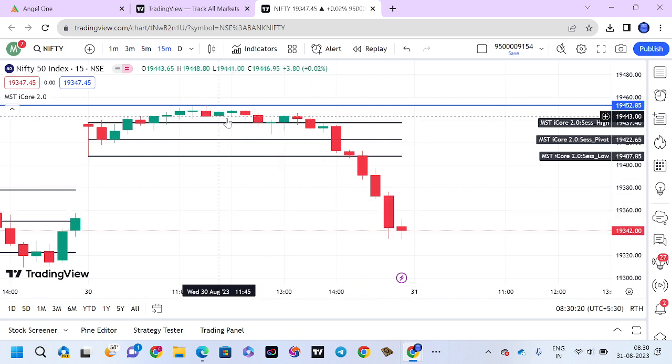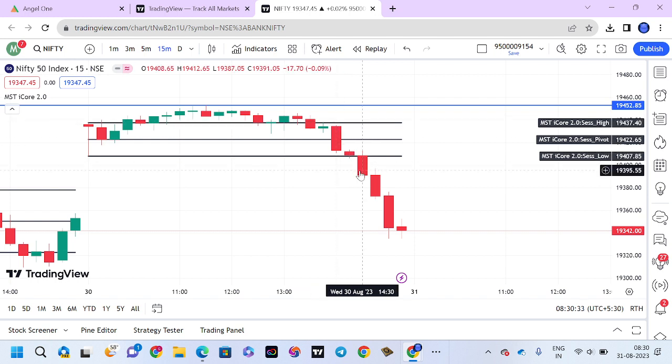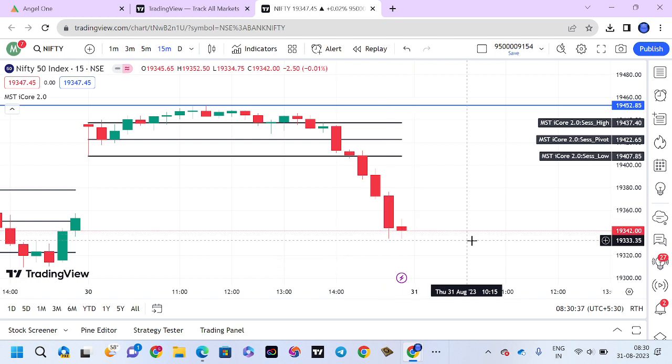You have to keep revising the stop loss whenever the next low is broken. So now this low is broken, you have to revise to this high. This low is broken, this high. This low is broken, this high. So likewise you have to keep revising to the previous swing high. We call it the previous swing high.